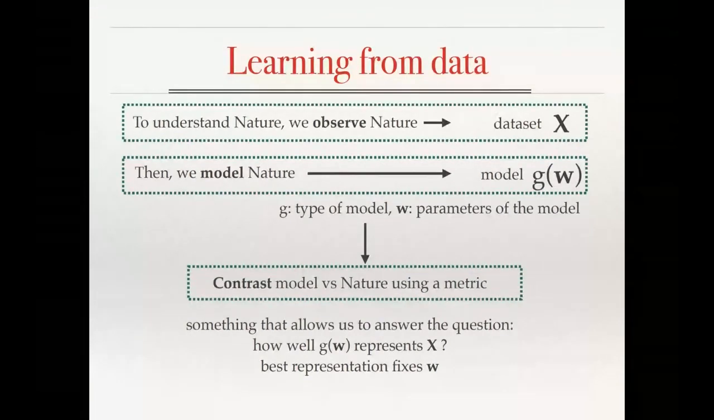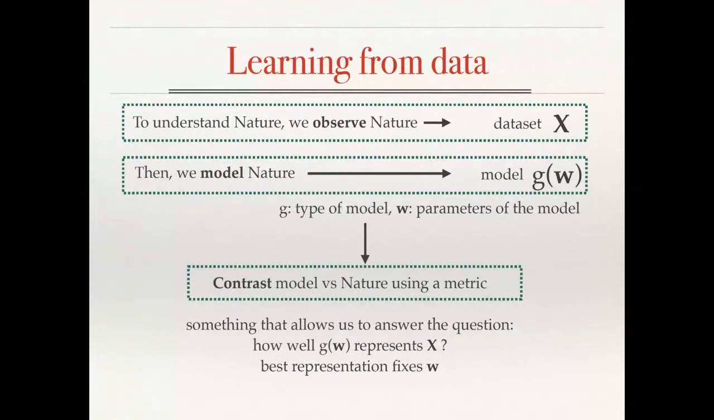Now, our modeling, how well we are doing at describing nature, needs to be quantified. When we contrast our model with the nature observations, we need to set up some kind of metric that says our model is really good or our model is not doing very well. Something that allows us to answer the question of how well the model, g of W, represents the data X. And what we usually do is try to find the parameters W that are the best representation of the data.